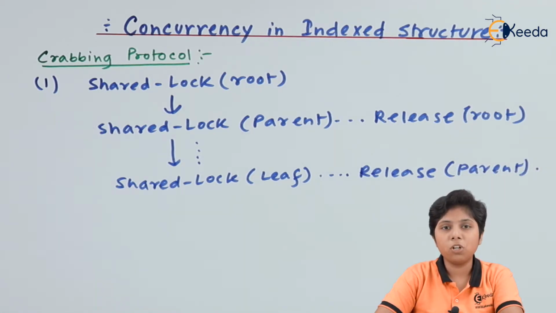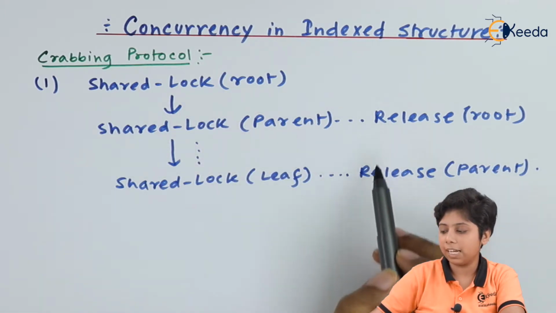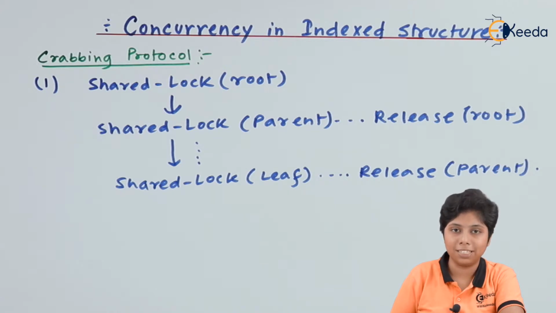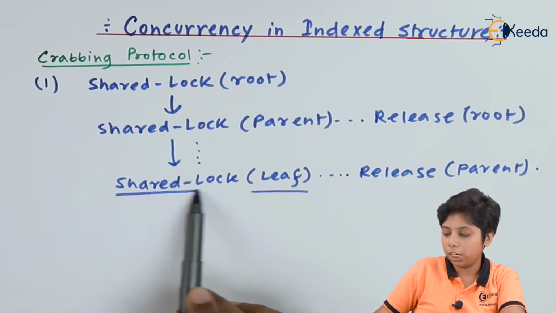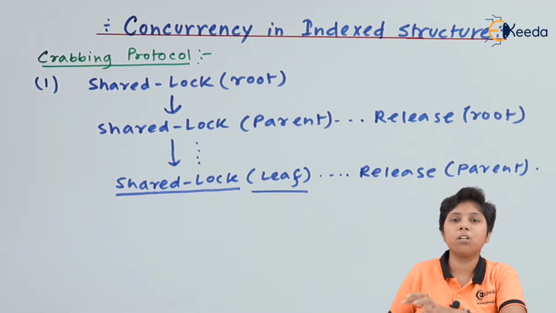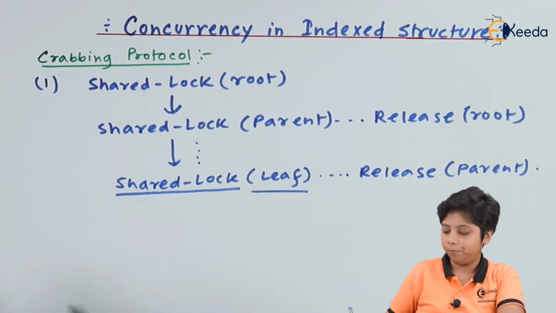Now the crabbing protocol uses the two-phase locking protocol. As we can see, in the first phase it is acquiring the locks, and in the next, the shrinking phase, it is releasing the locks. So now that we have a shared lock on the leaf node, we can reach that node with the lookups. Now what happens with insertion and deletion?